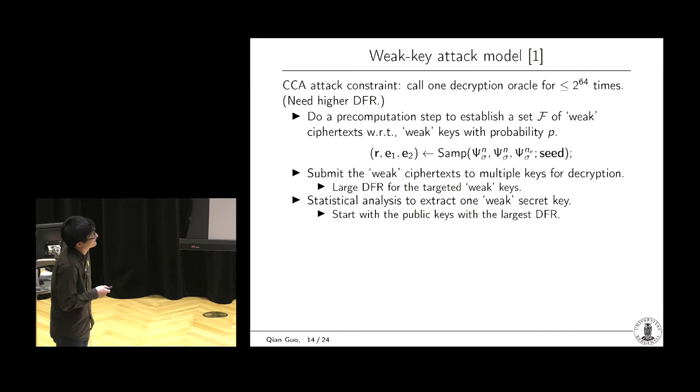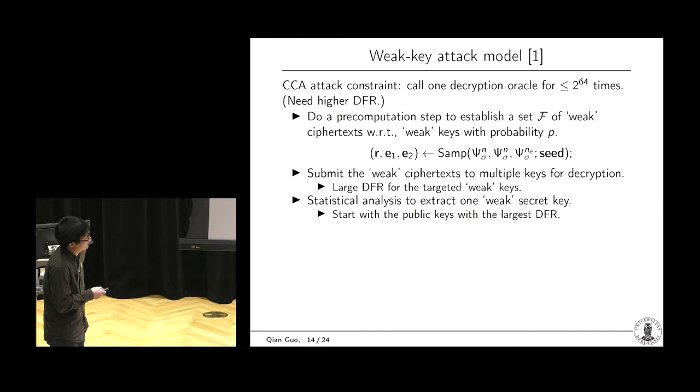So we need to use pre-computation to establish weak ciphertext and also consider some weak key property. What we do is like this. So this sample is a hash function, so we need this E1 to have some property, but we cannot invert it because this is a hash function.